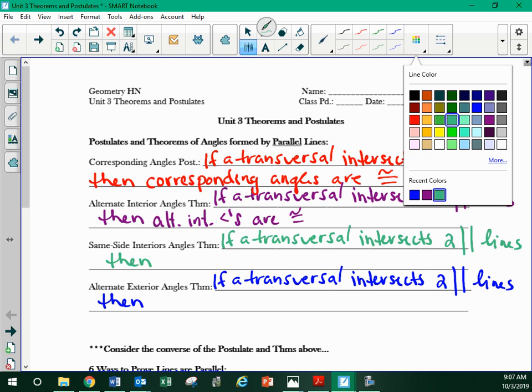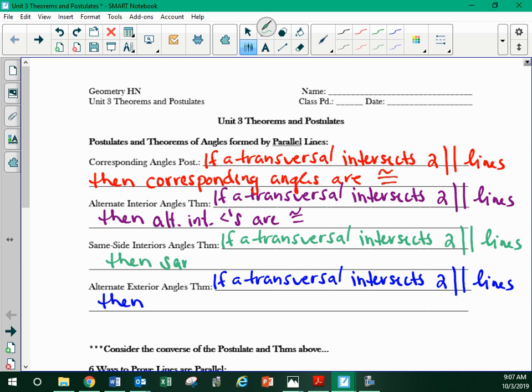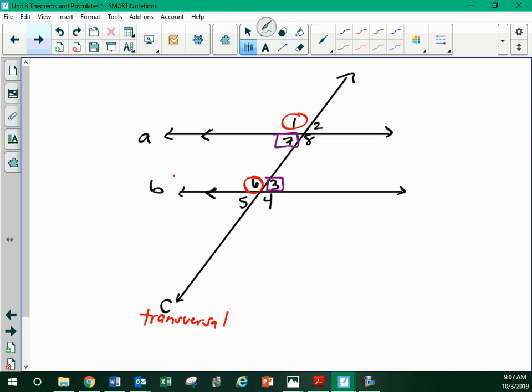Alright, so if the transversal intersects two parallel lines, then same side interior or consecutive interior angles are... Alright, let's take a look at this one. Who would like to offer up a pair of same side interior angles? Good. Angle 8 and angle 3. What do you guys think 8 and 3 are? Supplementary. Good.